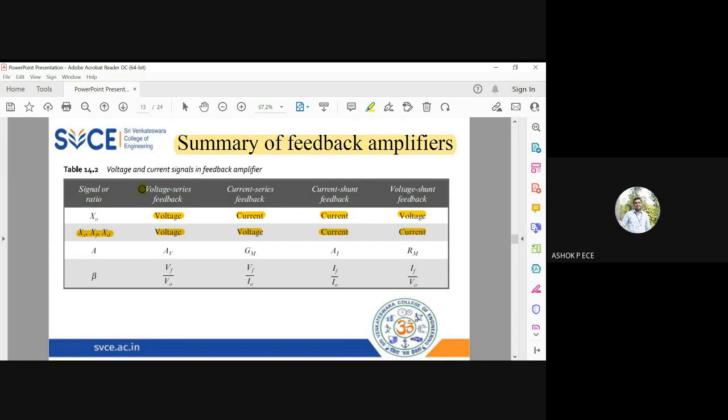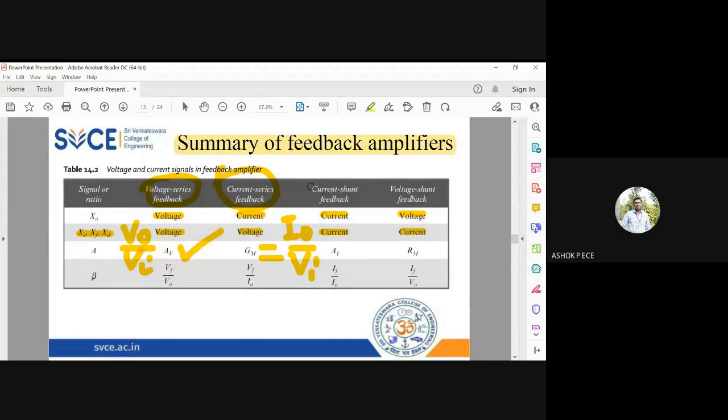So voltage series feedback is also called a voltage amplifier. So I'll be measuring what is called voltage gain, and voltage gain, you know, is V naught by V in. AV equal to V naught by V in. And the current series amplifier, I told you, is called a transconductance amplifier. So I measure GM. GM is given by I naught by V in, output current by input voltage.